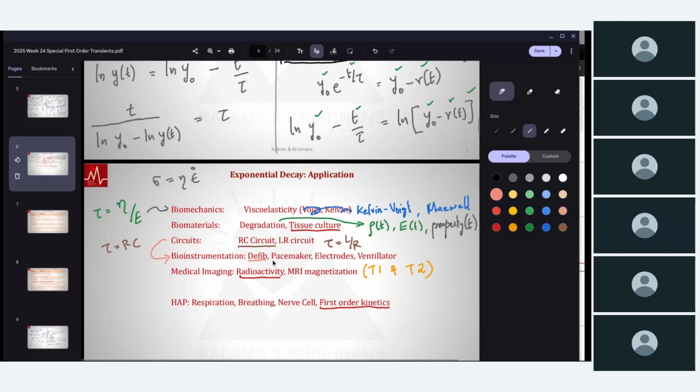Same goes with a pacemaker. The way to apply a current impulse is to actually charge and discharge a capacitor. You have a timing circuit and switches to change the circuit. But the underlying thing is there is a capacitor that discharges. Electrodes, you'll learn again, will be modeled as a simple RC circuit. So this tau, RC, is how we are going to model many of the important components of these systems.